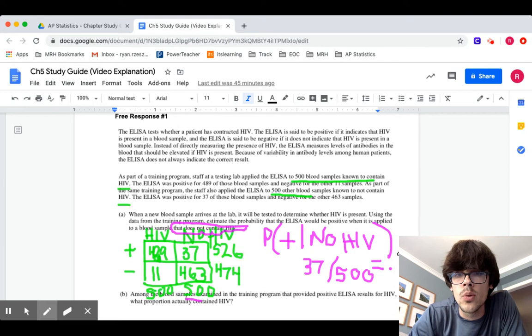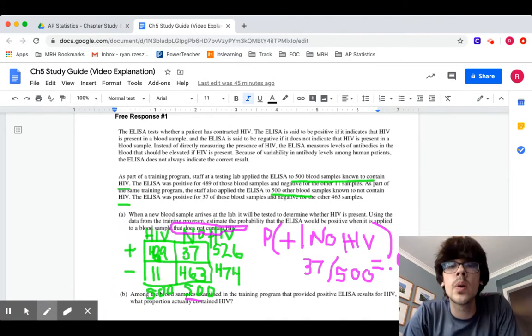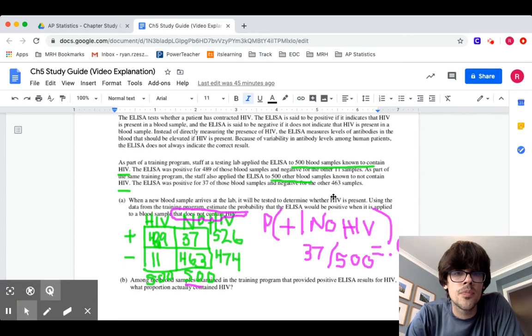Make sure you're showing some sort of work. This is going to be tough typing in yourselves here, so you can make a little table or just show work in some fashion when you answer that question. Okay? Pretty straightforward question once we got ourselves a table.